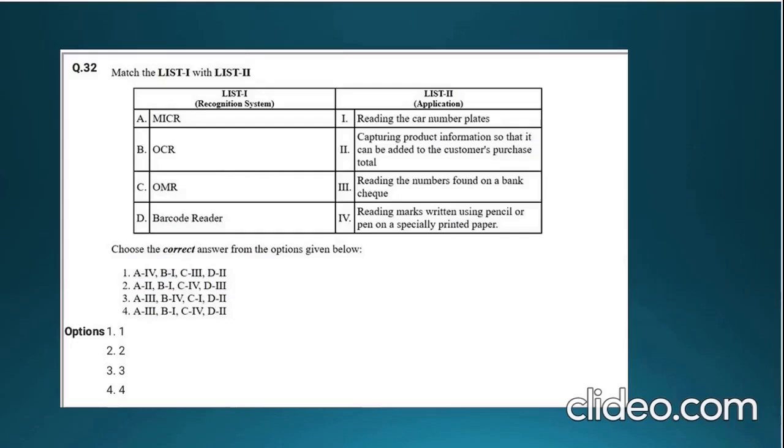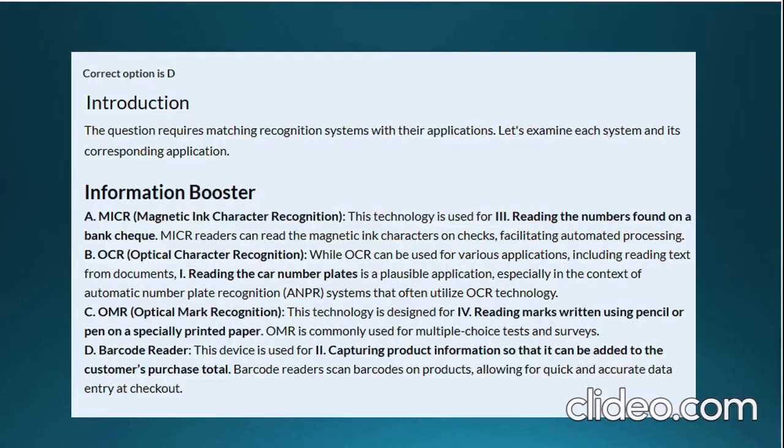Next question, match list 1 with list 2. MICR, OCR, OMR, barcode reader. List 2: reading the car number plates, capturing product information so that it can be added to the customer's purchase total, reading the numbers found on a bank check, reading marks written using pencil or pen on a specifically printed paper. Options given: A4, B1, C3, D2; A2, B1, C4, D3; A3, B4, C1, D2; A3, B1, C4, D2. Options 1, 2, 3, and 4 are given. The correct option is D.